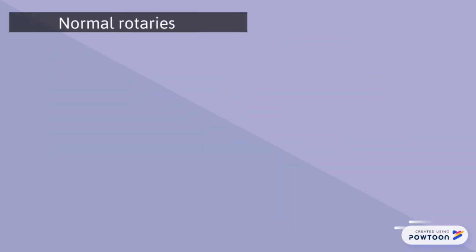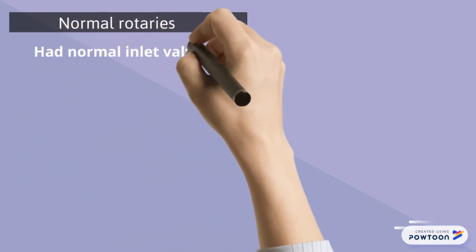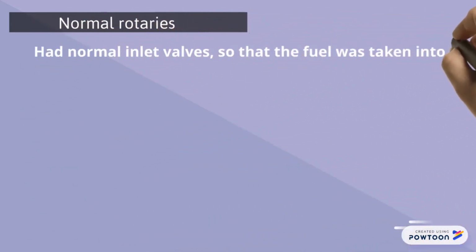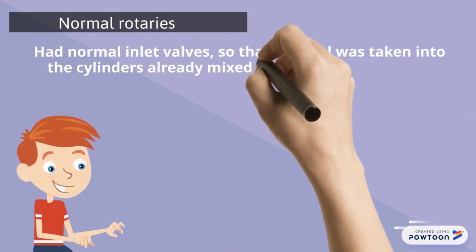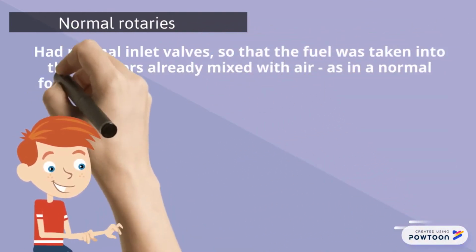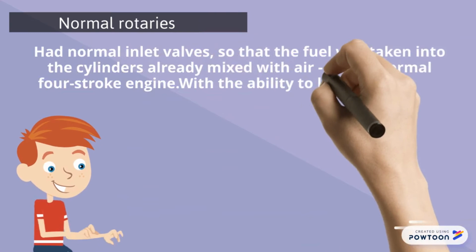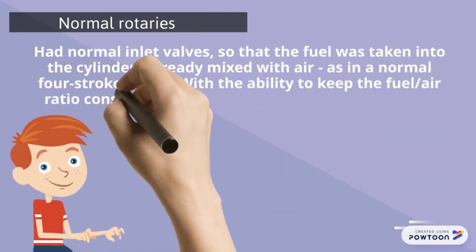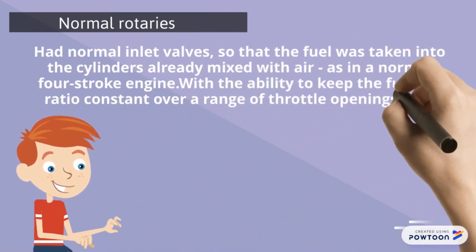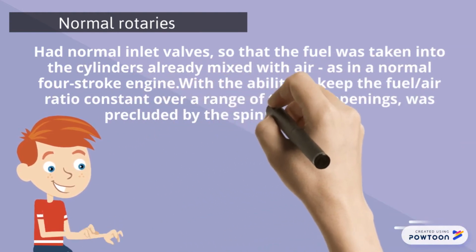In normal rotaries, we had a normal inlet valve, and the fuel was taken into the cylinder already mixed with air, as in a normal 4-stroke engine. The ability to keep the fuel-air ratio constant over a range of throttle openings was precluded by the spinning crankcase.